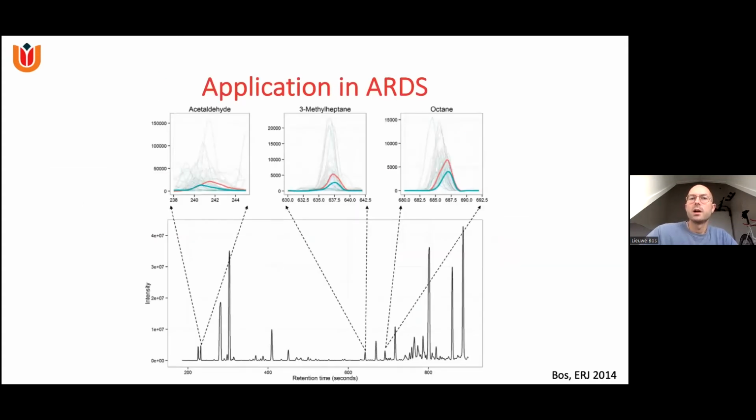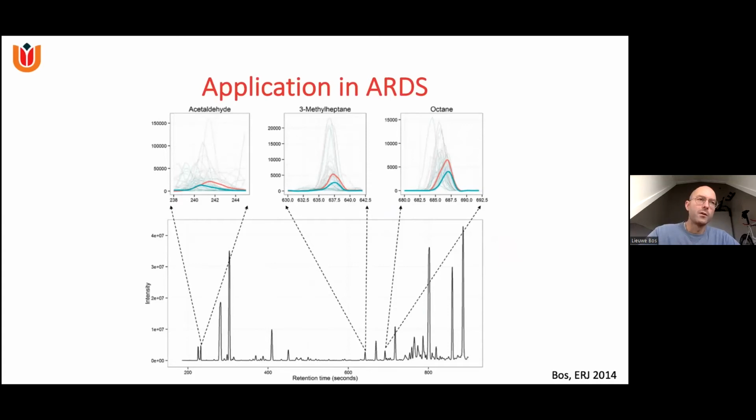In this study, we compared the patients with ARDS to the patients without ARDS in the derivation cohort and identified 3 markers that were associated with the diagnosis of ARDS. Acetaldehyde, 3-methyl-heptane, and octane were all present in higher concentrations in patients with ARDS. And of these, octane was by far the most important marker.